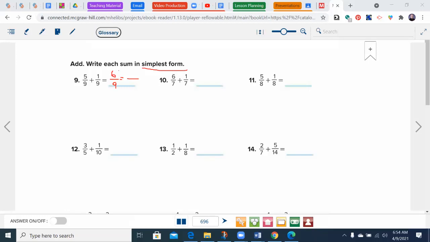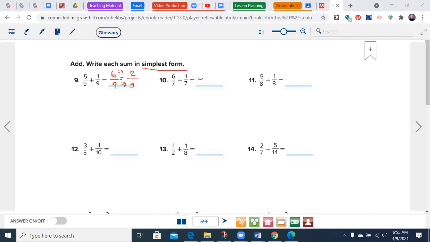So I'm going to divide top and bottom by 3. 6 divided by 3 is 2. 9 divided by 3 is 3. So my final answer is 2/3. Remember, whatever I multiply or divide the top by, I must do the same to the bottom.